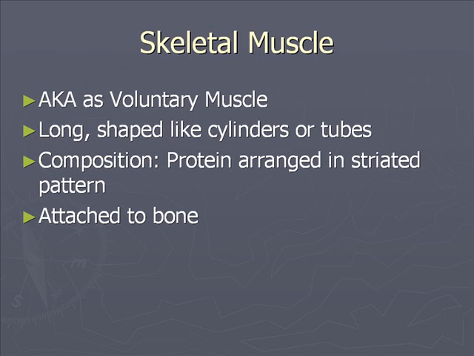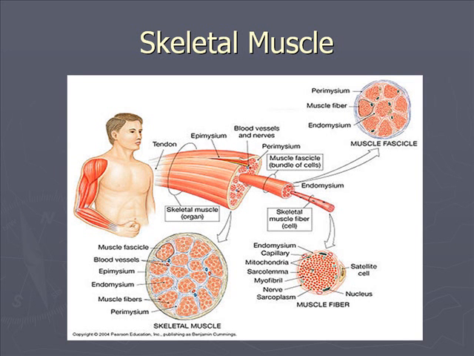Skeletal muscles, again, voluntary muscles, long, shaped in cylinders or tubes, and I'll show you some more illustrations of those. Composition, basically protein. The protein structures are arranged in a striated pattern. And then these particular tissue types are attached to bone, which will help carry out a particular function. So again, you can see the relationship between the muscular system and the skeletal system in being able to provide us locomotion, be able to manipulate things in our environment by using those two systems together.